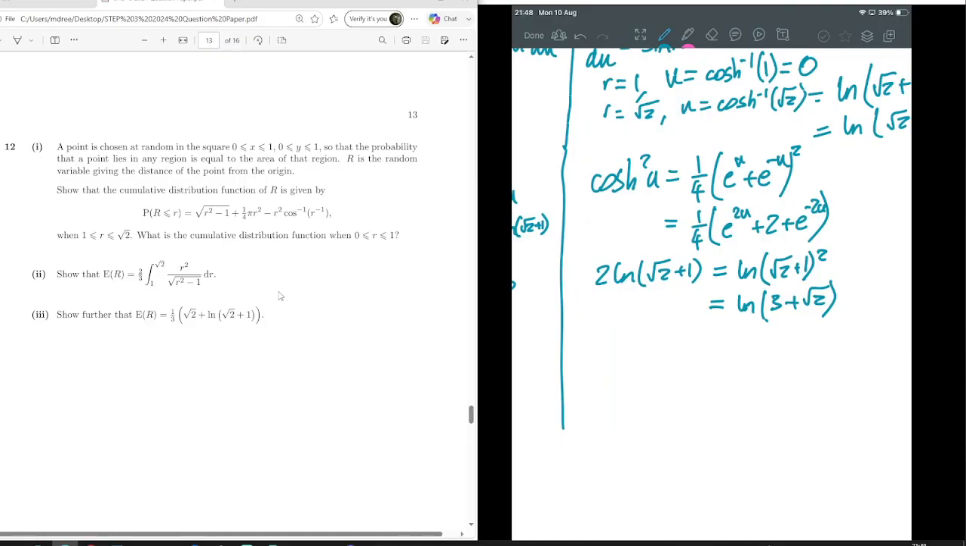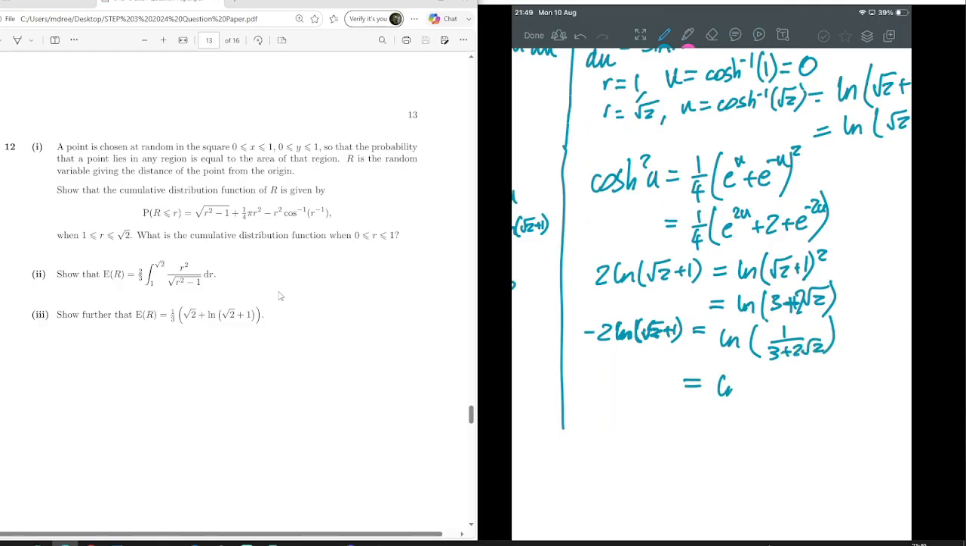Am I worried enough? Maybe. I'm just going to double check. Oh, that's plus 2 root 2. Yeah, I was right to be worried a little bit at least. And then minus 2 ln root 2 plus 1 can be written as ln of 1 over 3 plus 2 root 2.